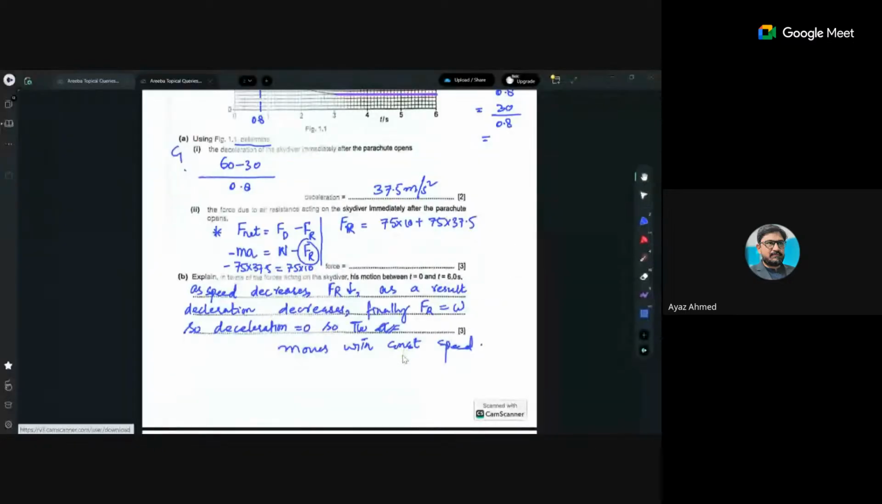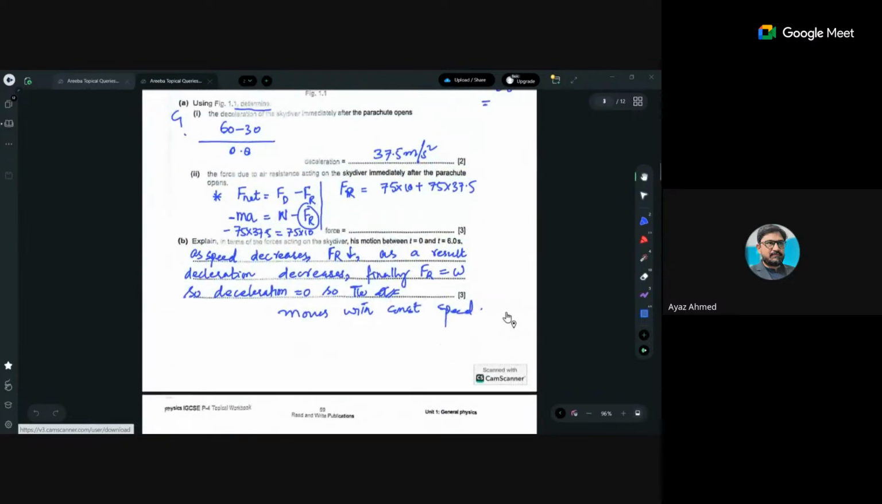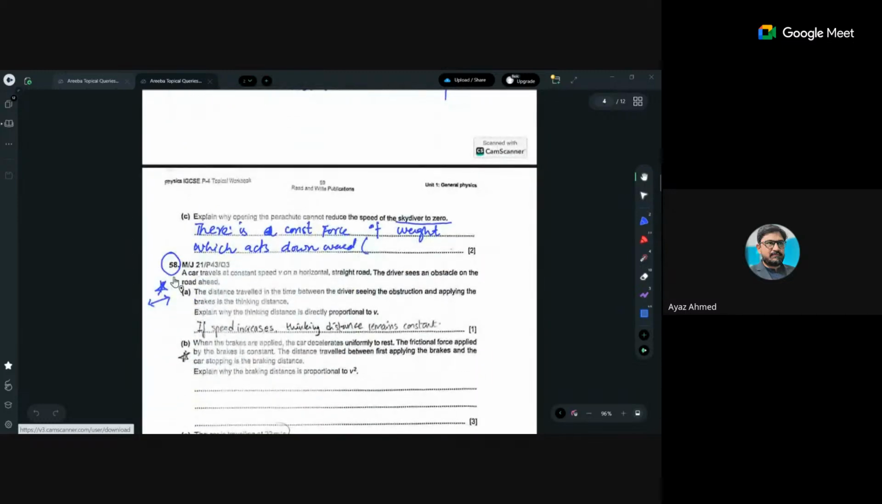Okay, maybe I will be able to write on that. Now check this one out. We have completed all that annotation, but I was not able to write on that file. Okay, see, is it done? So there is a constant force of weight which acts downward, right? So the acceleration would be 0, but velocity will not be equal to 0. Okay, is it clear to you?